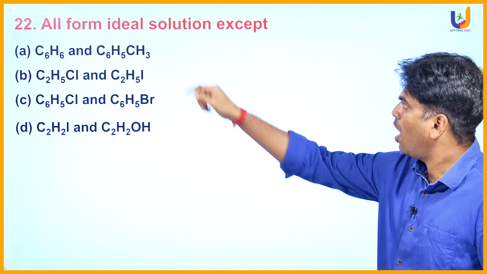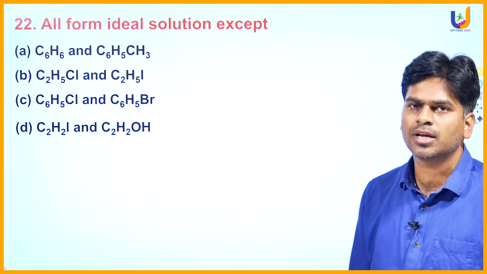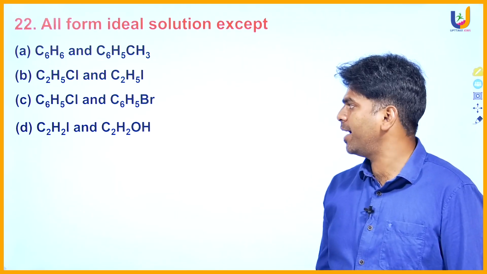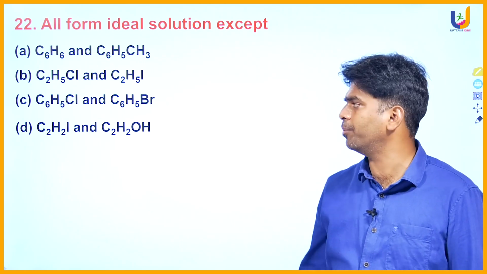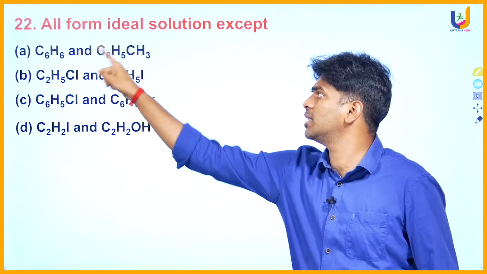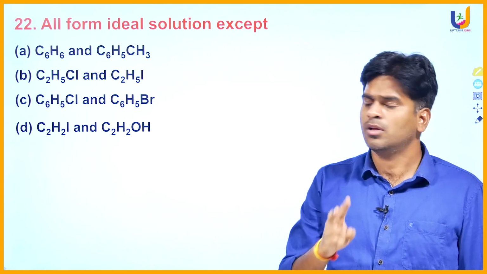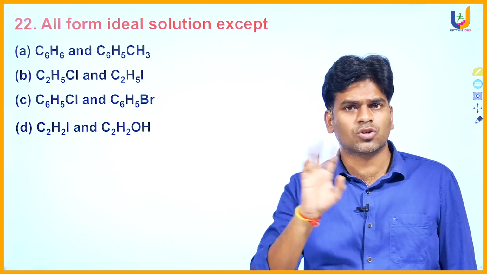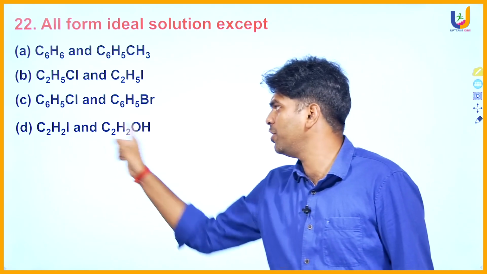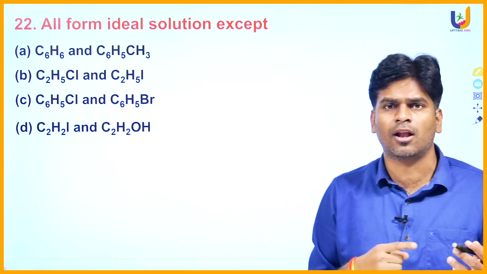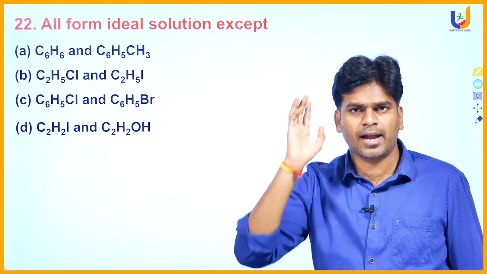And next, all form ideal solutions except, all form ideal solutions except what? Ethylene iodide, right, or acetylene iodide and ethanol, ethyl alcohol. Because when two liquids mix with each other, there should be no change in enthalpy and volume. So in the above three solutions, there is no change in delta H and delta V always equals 0. But when you mix these two, there will be a change in enthalpy and volume also. That is the reason, except this, the above three act as ideal solutions.